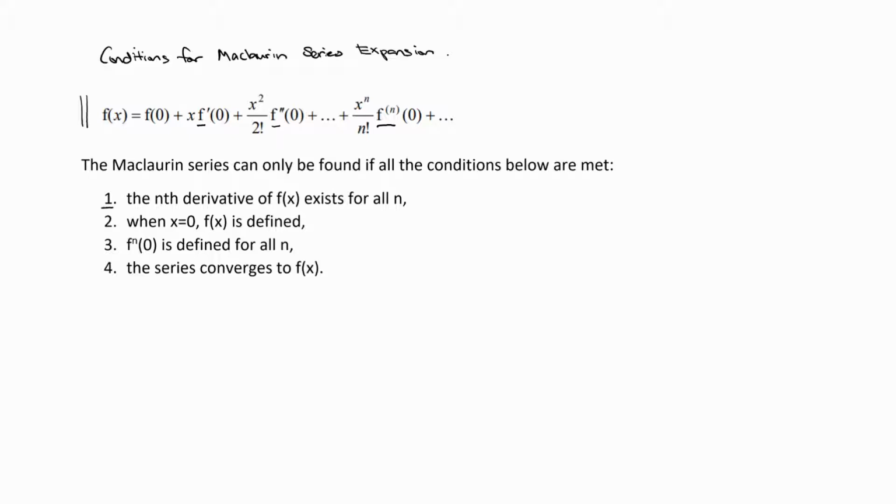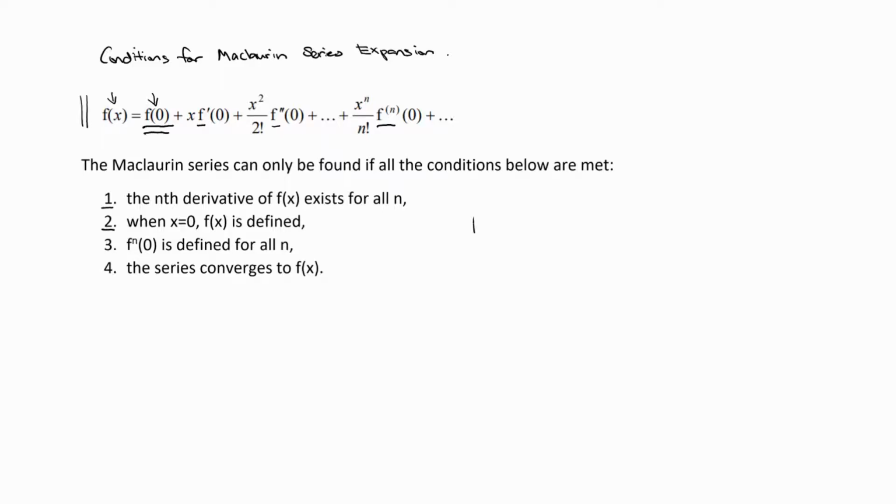Now next up, when x equals 0, f(x) is defined. So this is referring to f(0) here. What happens is that you know the expression for f(x), you want to sub in x equal to 0 and try to find the value of y or f(x) when x is equal to 0. So this is also usually not an issue. However, I have seen questions, usually a 1-mark question, that ask you why doesn't this work? And that is because this condition number 2 is not satisfied.